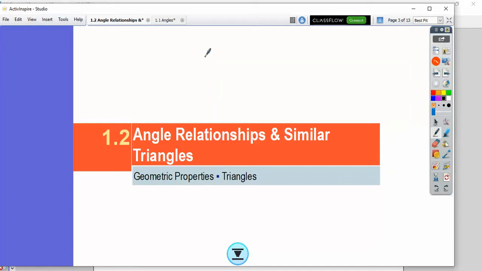Okay, first thing, if you've had geometry, you remember talking about all those angle relationships when you had two parallel lines cut by a transversal. Do you guys remember those? We're going to go over those to begin with.